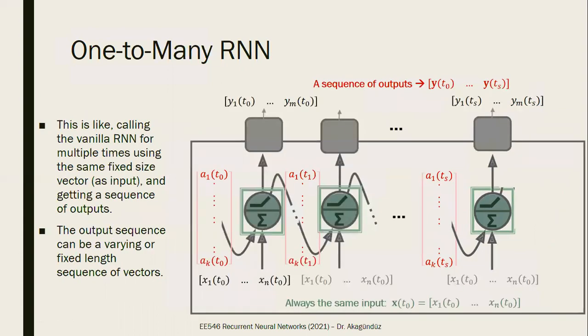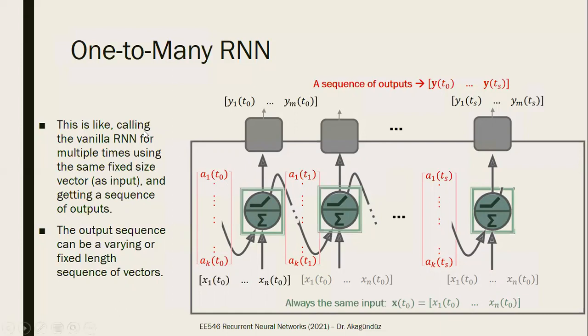One-to-many example, good. One-to-many example is you have one input and you are getting many outputs. So this is like calling your vanilla RNN multiple times using the same input. Because if you want to call this RNN over and over again, you'll need an input. And if you have only one input, it will be the same input you're always just filling in.